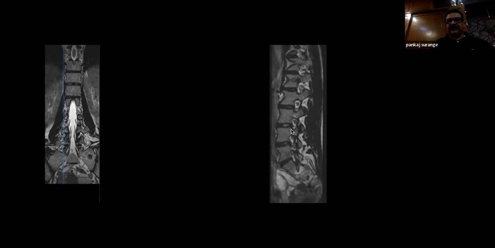Okay, so this section will also help you in deciding when you do transforaminal neuroplasties. In transforaminal neuroplasty, you go between the pedicle and the nerve root, right? Now suppose there's a paracentral herniation extending into the foramen and pushing the root upwards.